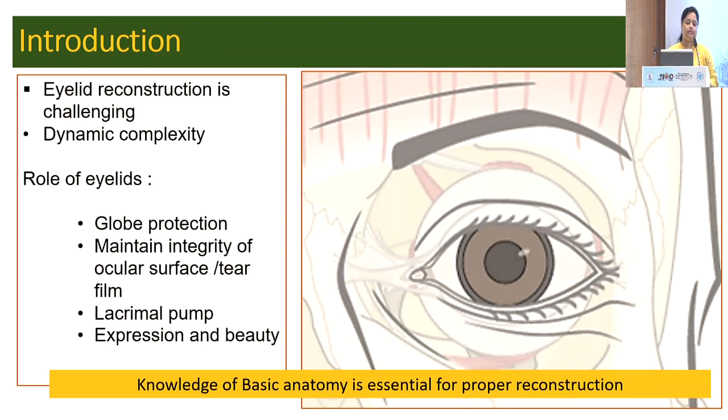As we all know, eyelid reconstruction is a challenging task for all plastic surgeons, specifically because of the dynamic and complex nature of the eyelid. It plays a role in globe protection, maintains the integrity of the ocular surface and tear film, and also has a role in the lacrimal pump and expression of beauty. So knowledge of basic anatomy is very essential for proper reconstruction of the eyelid.